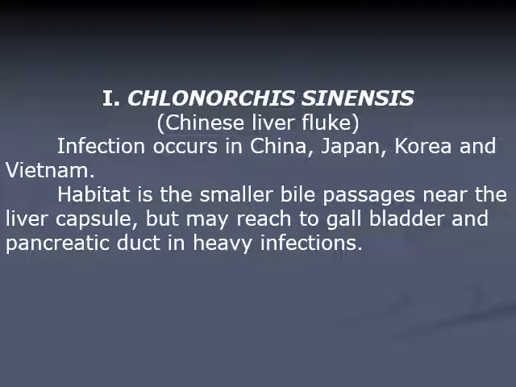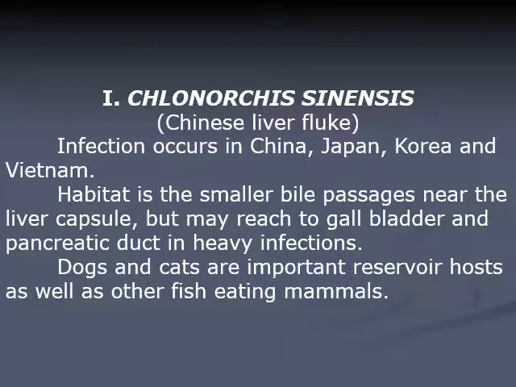Habitat is in the smaller bile passages near the liver capsule, but they may reach to the gallbladder and pancreatic duct in heavy infection. لما الدنيا تتملي في البريفري يزحفوا على السنتر شوية بشوية لغاية ما ممكن يوصلوا للجول بلادر أو عن طريق الكومن بايل داكت يملوها ويروحوا كمان للبنكرياس أو البنكرياتيك داكت. Dogs and cats, fish-eating mammals, are important reservoir hosts.